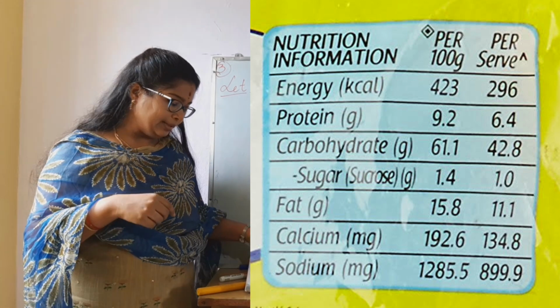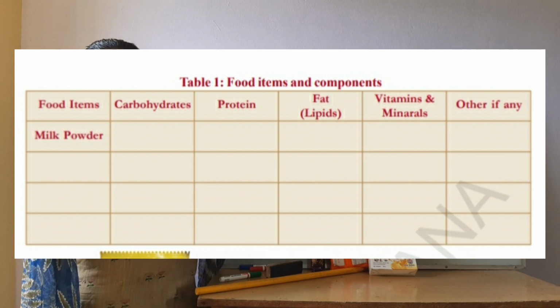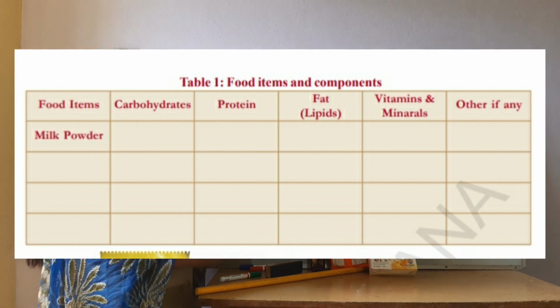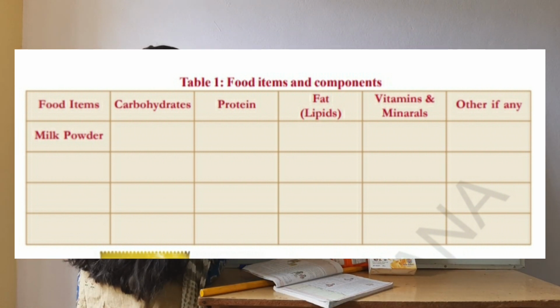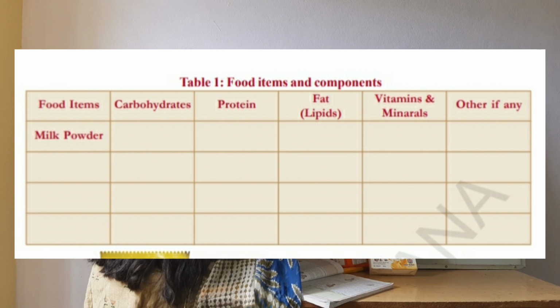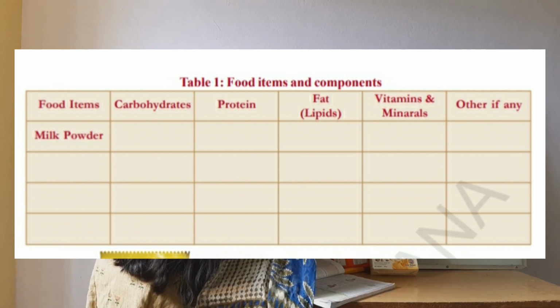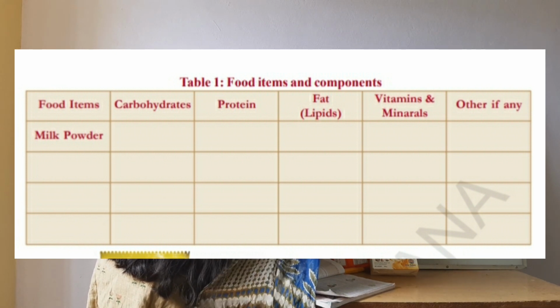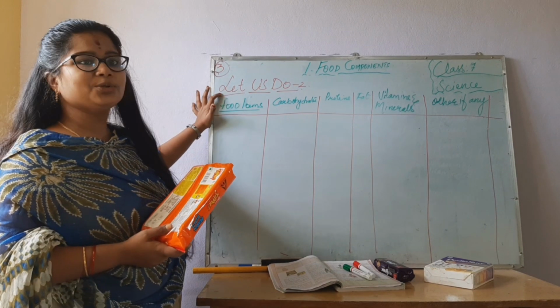So let's go. See, table 1. You can take this table 1. Shall I draw it on the board? Yes, I'll draw table 1 on the board. Let us do activity 2.